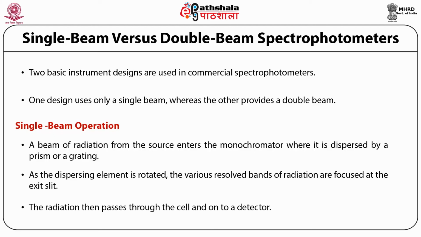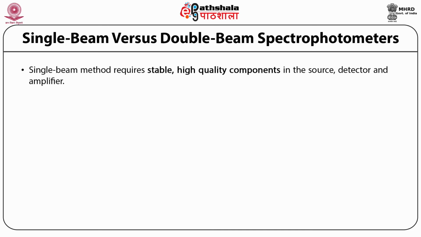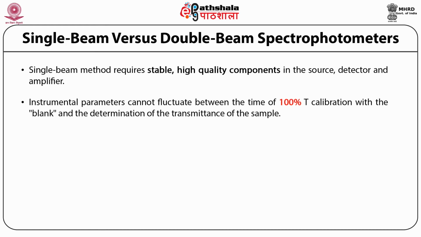The instrument is calibrated from 0% and 100% transmittance T. The single beam method requires stable, high quality components in the source, detectors, and amplifier for high precision measurements. The instrumental parameters cannot fluctuate between the time of 100% T calibration with the blank and the determination of the transmittance of the sample.